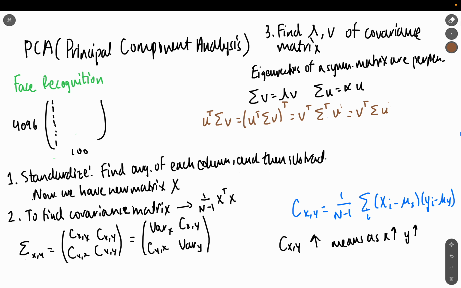Now we go in here and we replace everywhere that we see, so here, let's do yellow, sigma v. It is going to become lambda v because we know sigma v equals lambda v from the eigenvalue. So U transpose times lambda v equals, and here sigma u is going to become alpha u. So V transpose alpha u.